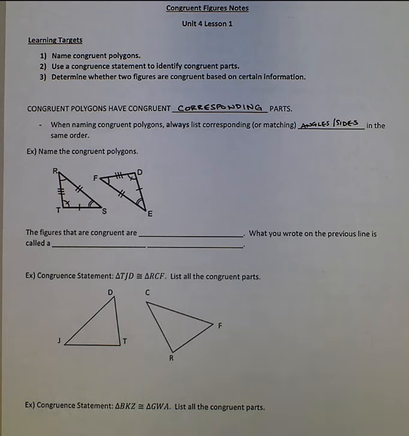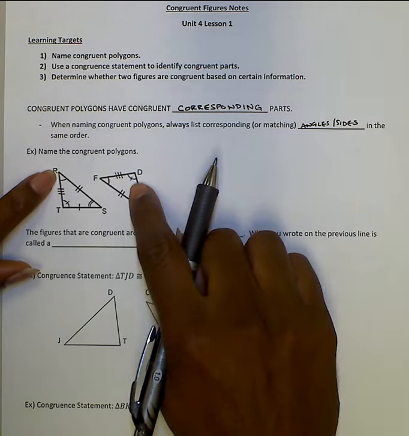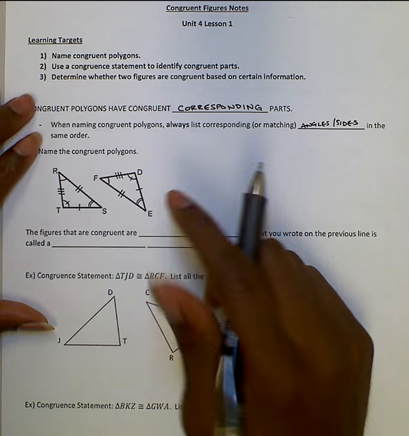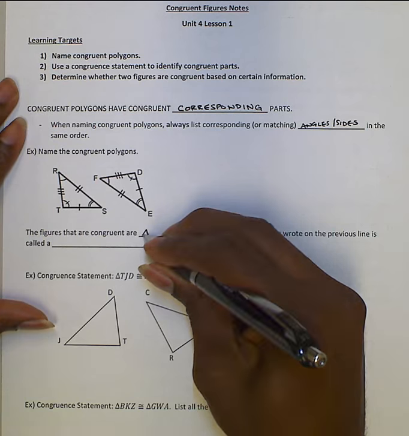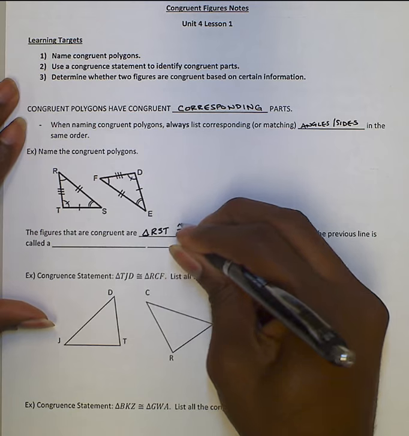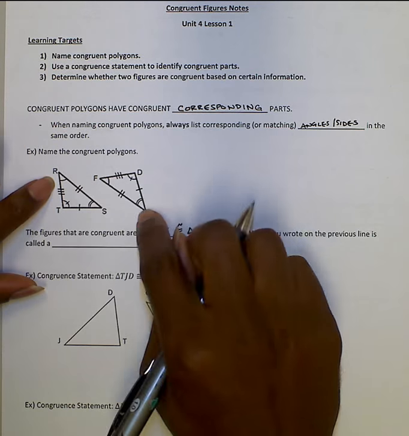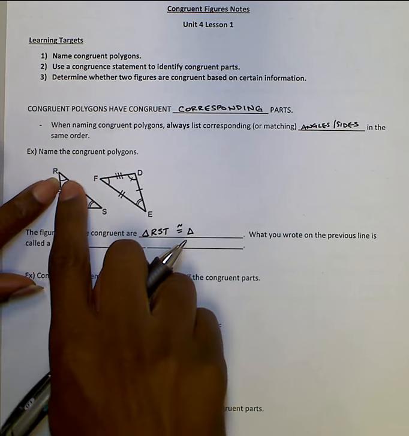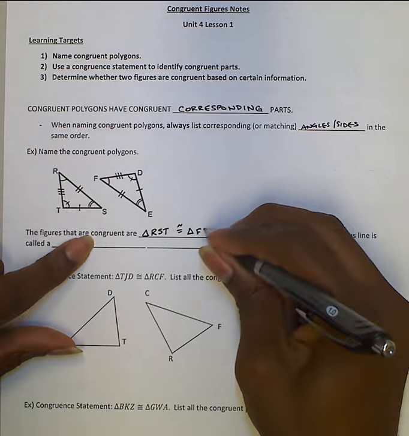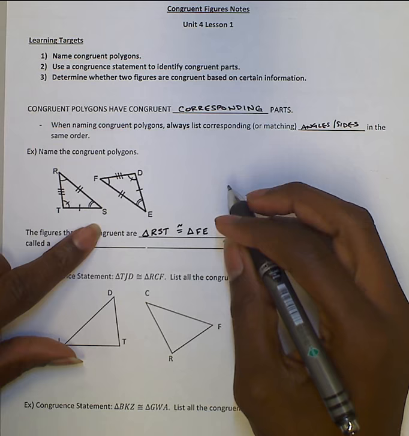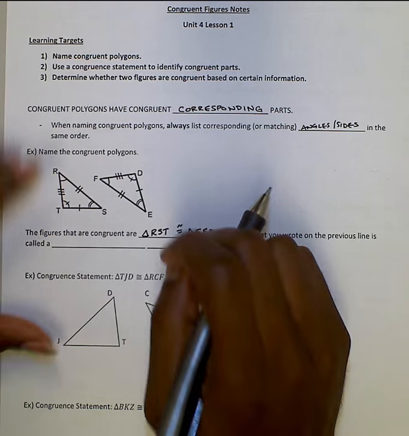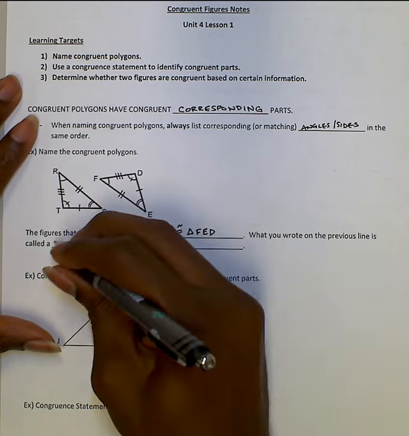So here, if we're looking at this figure, remember the angle arcs and the dashes in the sides indicate that angles and sides are congruent. So here we can say that the congruent figures, we can say triangle RST is congruent to triangle, and then what I'm going to do is just make sure that I match my markings. R has one arc, F has one arc, so I know that those match. S has two, E has two, so I know that those match. Did I do that right? F, E, D. Okay, and then D has an arc and a dash, and T has an arc and a dash in it. Now this is called a congruence statement.